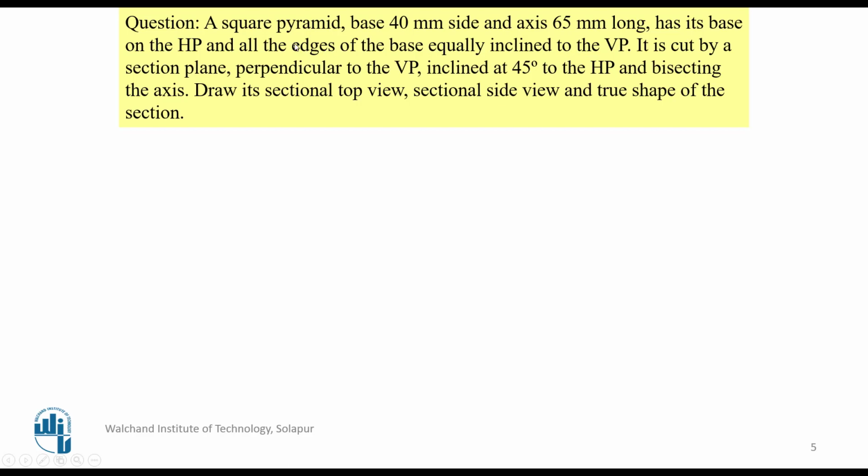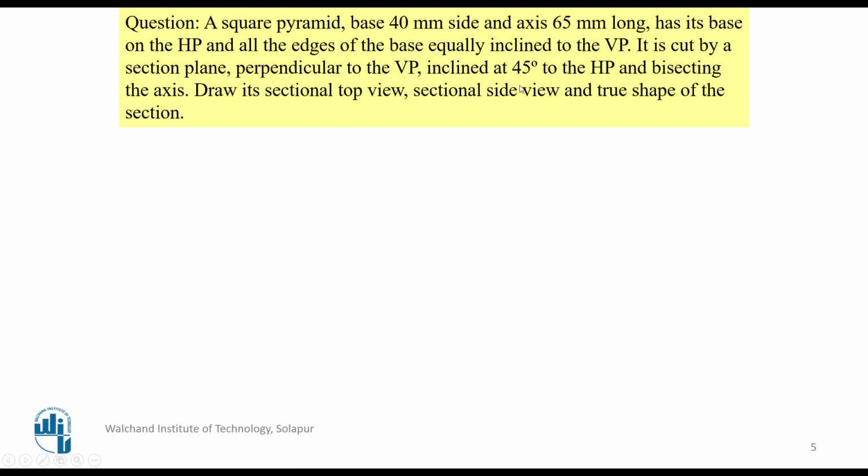This is the condition given: equally inclined to the VP means the base edges should be at 45 degrees to the XY line, below the XY line. It is cut by a section plane perpendicular to the VP. Up to this point you consider this as a projection of solids problem. Now it is cut by a section plane perpendicular to VP. Do not bother about perpendicular to VP, it comes automatically. Only inclined with HP you have to consider. This particular thing I explained during the previous slide also.